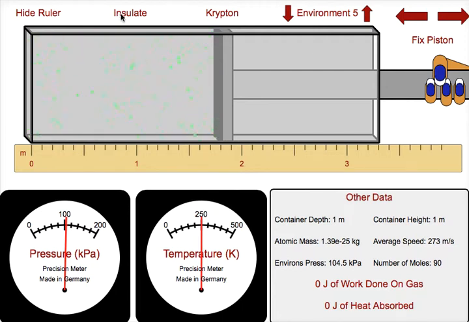You can have your chamber with conducting walls, they'll be the gray ones, or insulated walls, they'll be the ones that look like they're made of Owens pink. When you have your chamber insulated, no heat will be able to get in or out of your chamber.